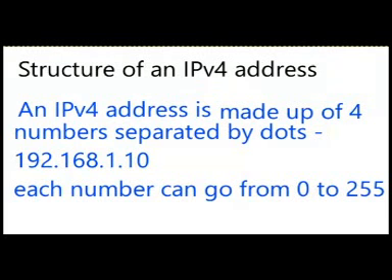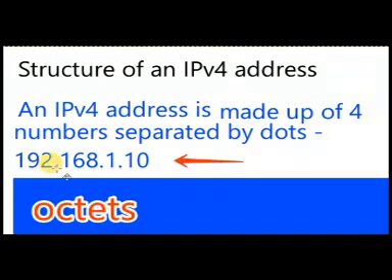An IPv4 address is made up of 4 numbers separated by dots. For example, like this. Each number can go from 0 to 255. So an IP address looks like this. Each number of an IP address consists of 4 blocks called octets. 1, 2, 3, 4, called octets.